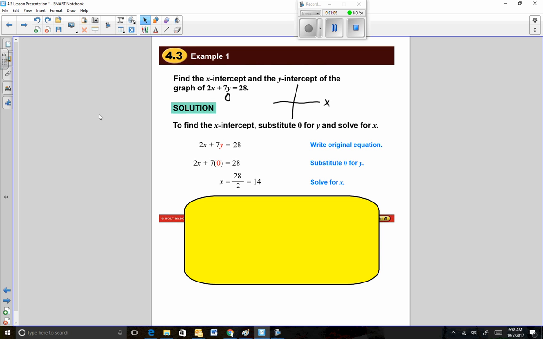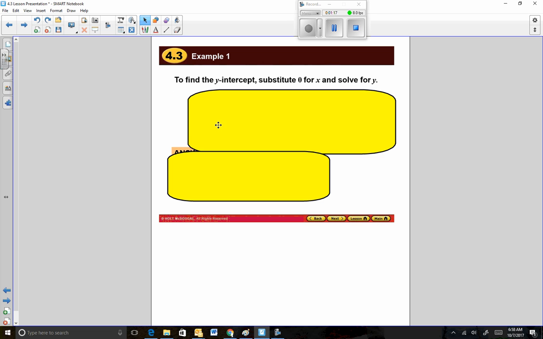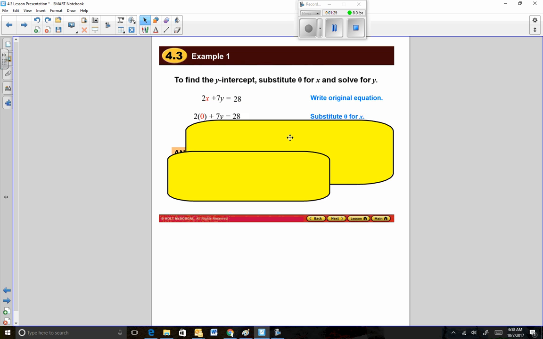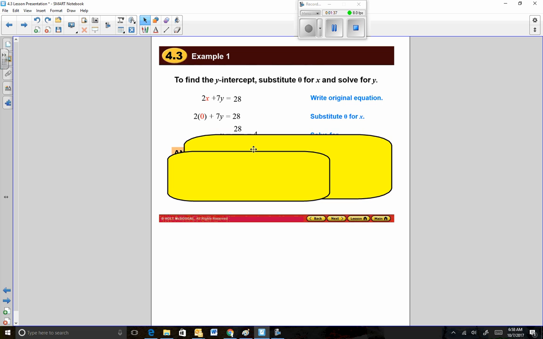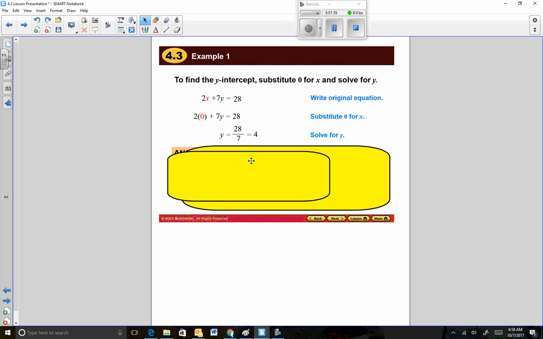What if we want to know what the y-intercept is? Where does the line cut off the y-axis? We put a 0 in for the x value. So it's always the opposite variable. If you want a y-intercept, make sure you sub in 0 for x. Notice that term becomes 0, so 7y = 28. Then we divide both sides by 7, and y would have to be 4.